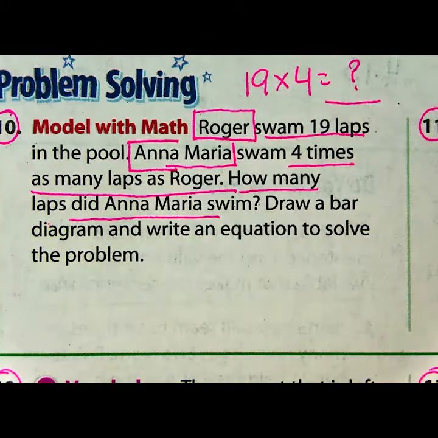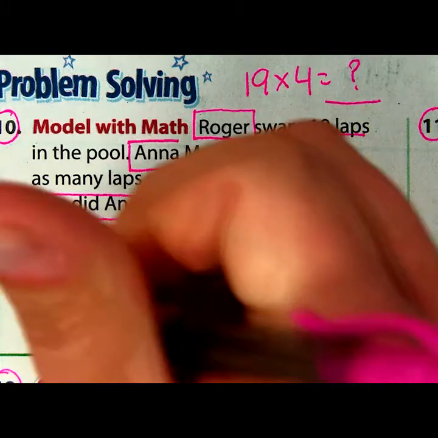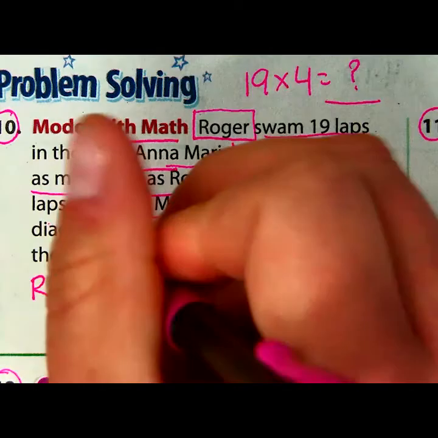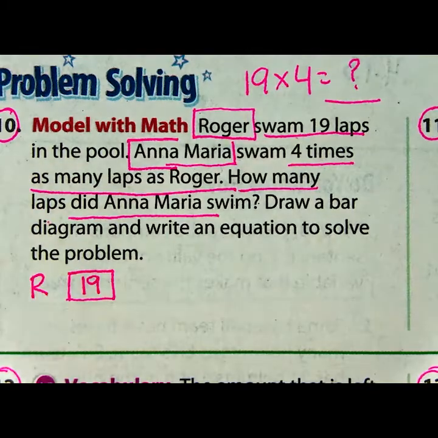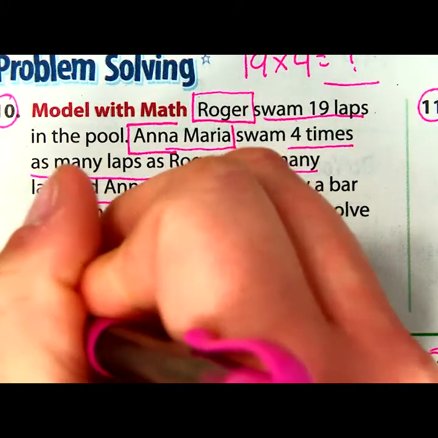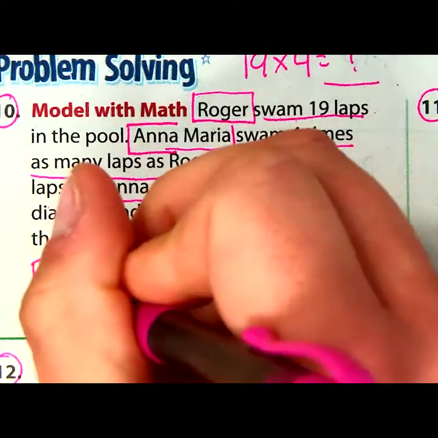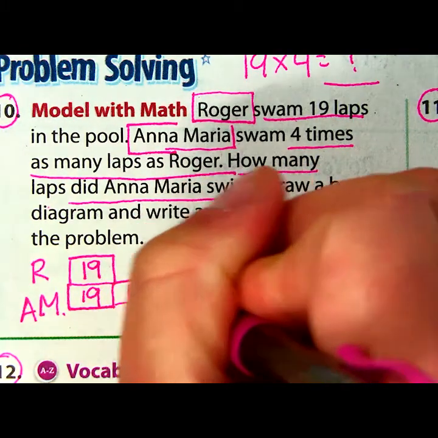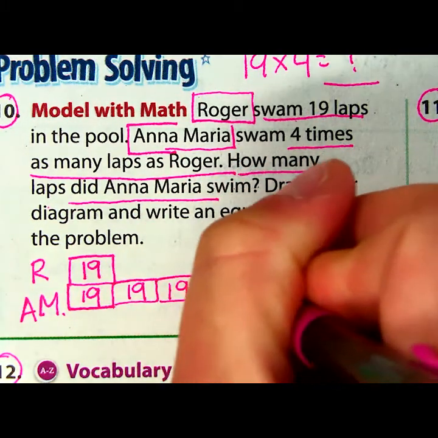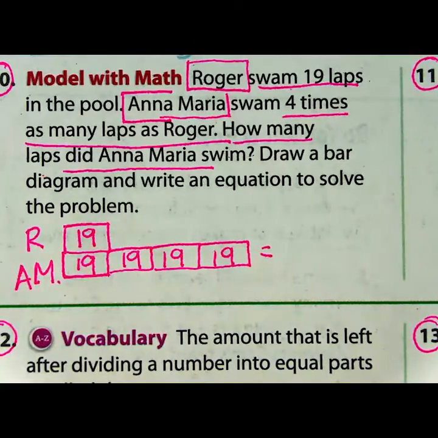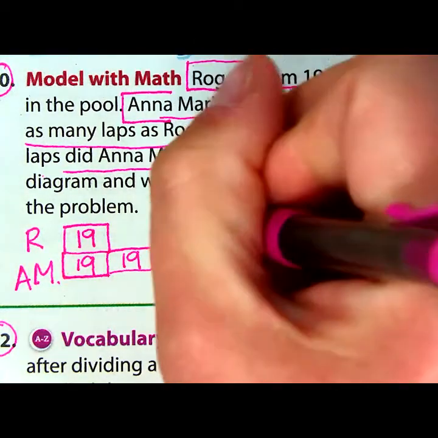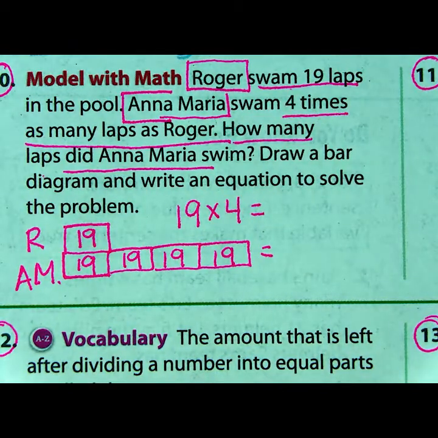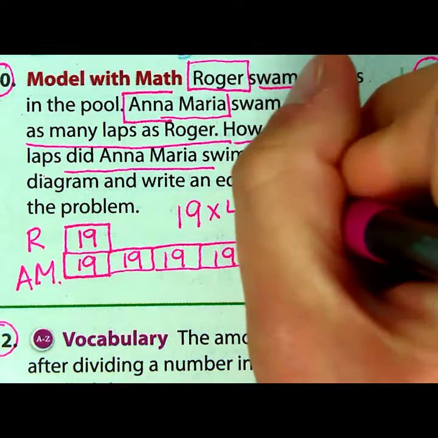What they mean by a bar diagram is that, let's say here's Roger, and we know he swam 19 laps. So now if we want to compare Anna Maria, she swam 4 times as many. So that'd be 19, and we need to do that 4 times. 2, 3, and 4. Looks like repeated addition, which you know is the same as multiplication. You could write that equation of 19 multiplied by 4, and when you do that multiplication, you would find out that Anna Maria swam 76 laps.